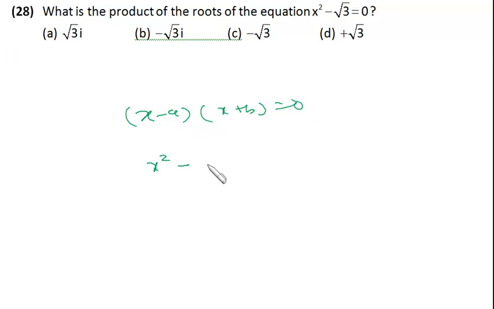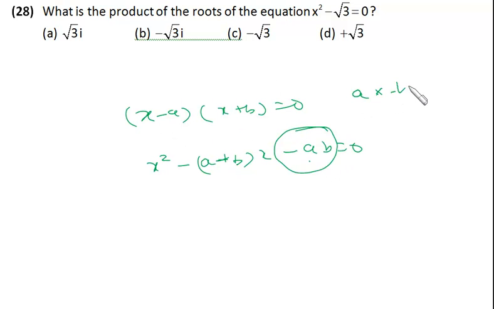So it is x square minus... so the product of the roots is... this constant term is minus ab, and the product of the roots is a into minus b, right? So the constant term is nothing but the product of the roots, with the same sign. So here, x square minus root 3, the constant term is minus root 3, so the product of the roots will be minus root 3 only. Okay, do not change the sign.